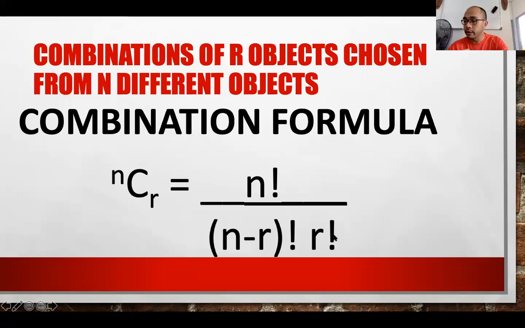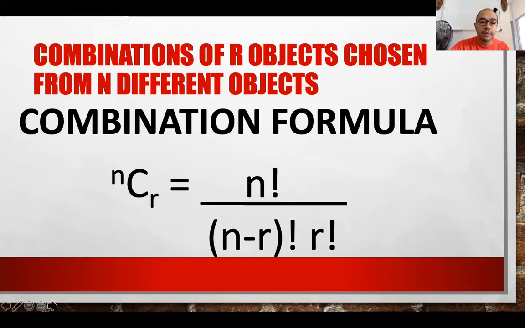If you're going to look for it in your calculator, it will be at the divide key. I think it's shift divide. It should be. Shift divide, and you will see the nCr over there.